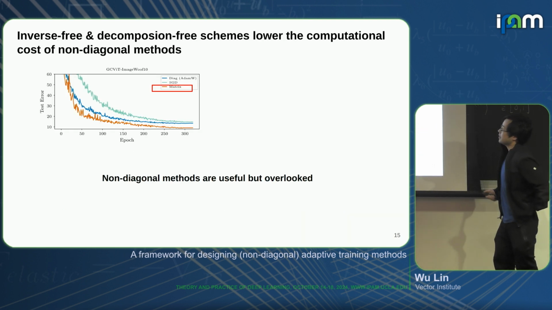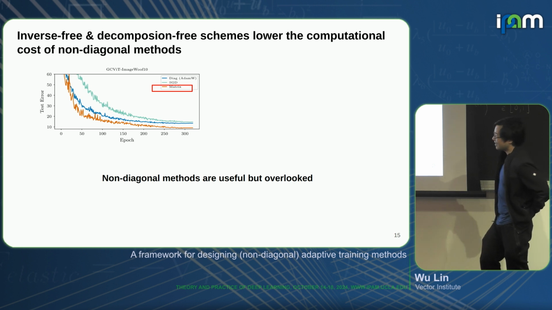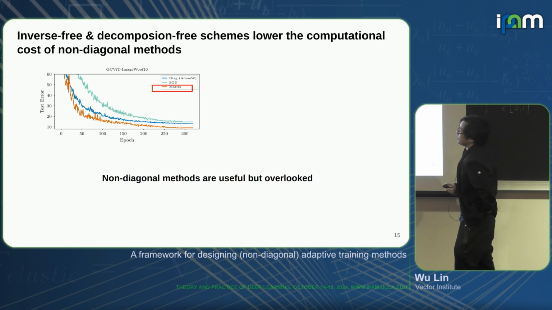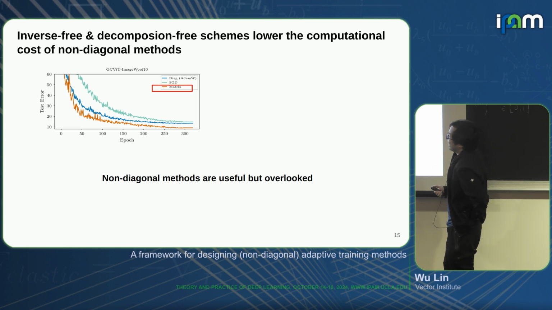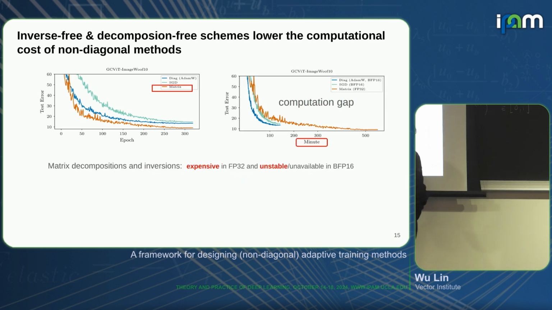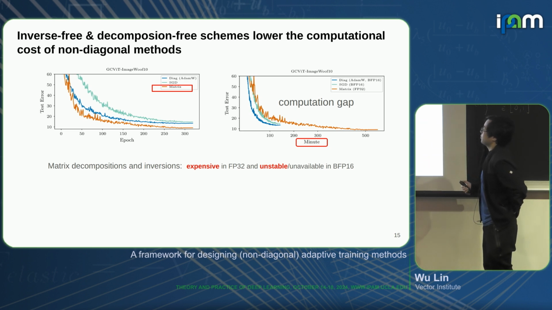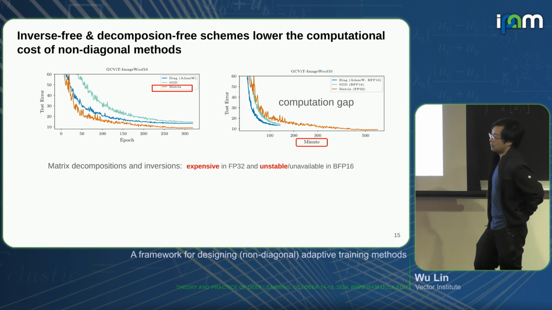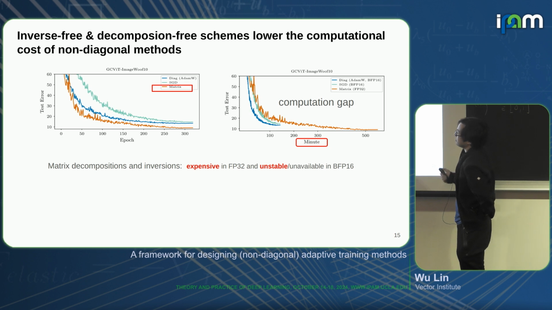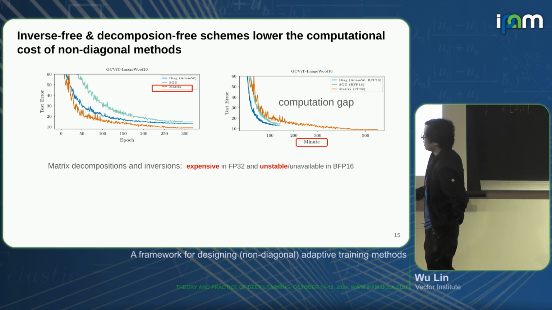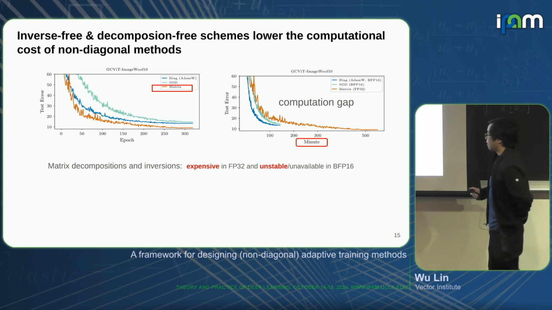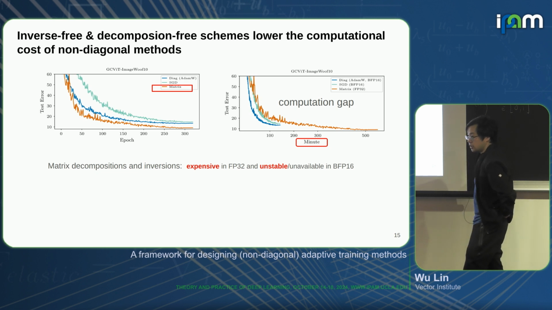So let's look at this figure. As you can see, in fact, non-diagonal methods are useful. They can usually converge faster and better than their diagonal counterparts if we consider per epoch or per iteration. But they're often overlooked or unpopular due to the high computational cost if we look at it in terms of time. And this is mainly because many existing matrix methods use matrix decomposition or inversions. And these operations are expensive in single precision and unavailable or unstable in half precision.